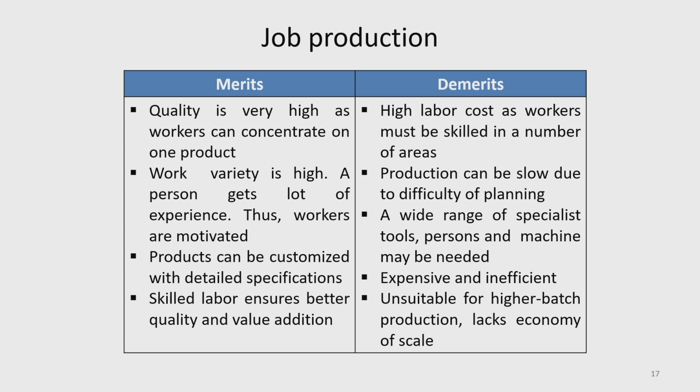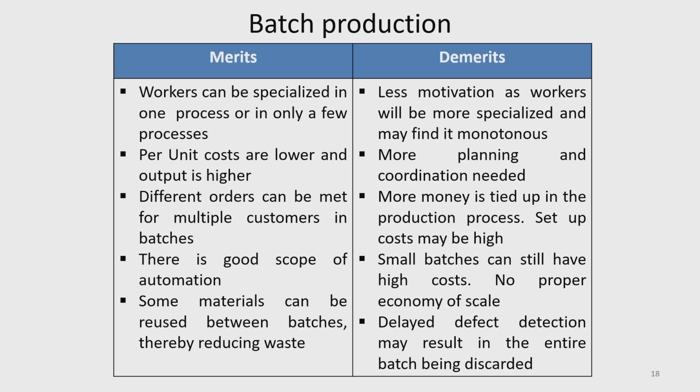So production can be slow due to difficulty of planning, and a wide range of specialist tools, persons and machines may be needed. Then it is expensive and inefficient. Then it is unsuitable for higher batch production, and lacks economy of scale. So these are some demerits. In batch production, merits are that workers can be specialized in one process or in only a few processes.